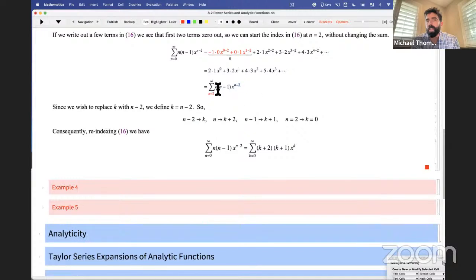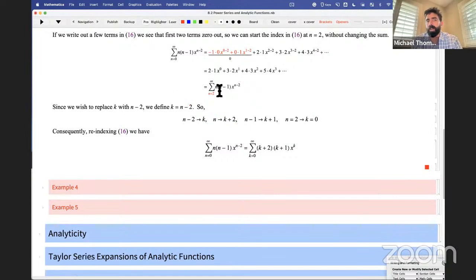All right, what about the n? Well, the n is going to get replaced with a k plus 2. Do you see why? If I add 2 to both sides of this guy, then I'll have n equals k plus 2.